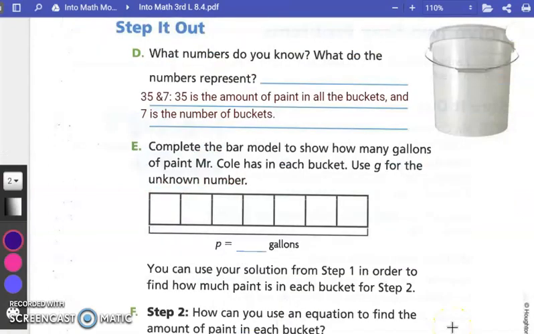All right, so we know that we had 35 gallons. We've already discussed this in our turn and talk. We know that we have 35 gallons, and we know that we had 7 buckets. And then they give us this bar model again. And P equals the gallons. How many gallons did we figure out P was on the other page? 35. And we're going to divide it among 1, 2, 3, 4, 5, 6, 7 groups. Which what did we figure out would be in each group? 5, right? Because 5 times 7 is 35.